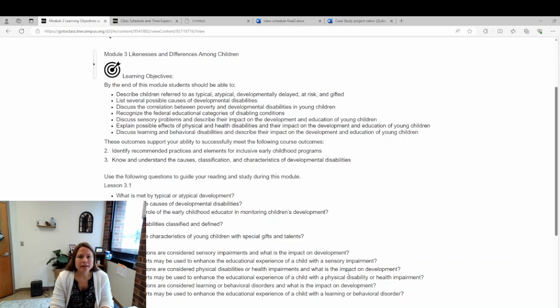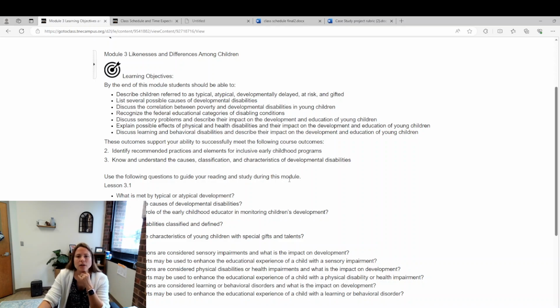We also look at the categories federally under IDEA and their disability conditions. We look at how sensory problems and delays might impact the development. We also talk about the effects of the physical and health disabilities and how that impacts them in the classroom. And then we also look at those learning and behavioral disabilities and what impacts they have as well.